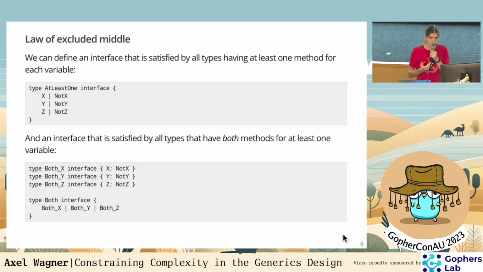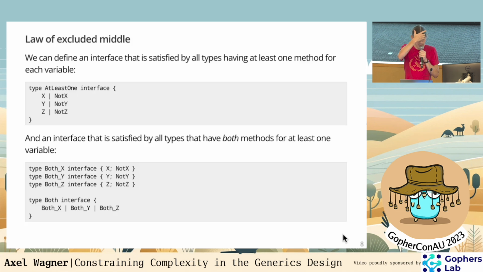The second problem we solved similarly by defining an interface that represents a type having both for at least one of these variables. So again, we define a bunch of interfaces. The both x interface means a type has both an x and a not x method. The both y has both a y and a not y, and so on. And then we define the both interface, which is just a union of both x, both y, and both z, and so on. So any type satisfying the both interface will have, for at least one of the variables, both assigned.